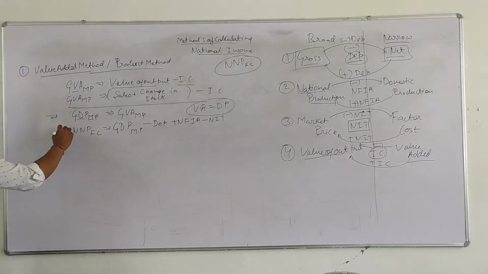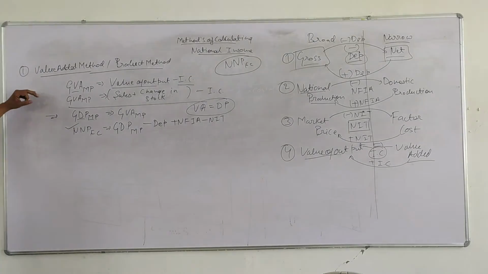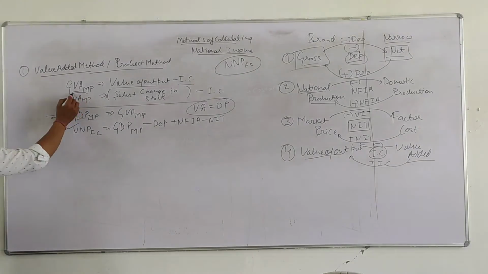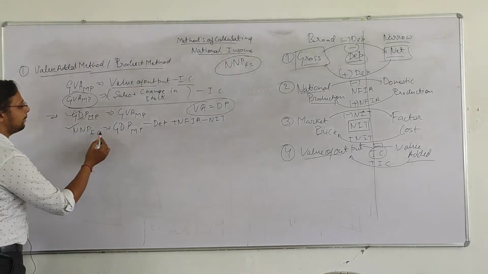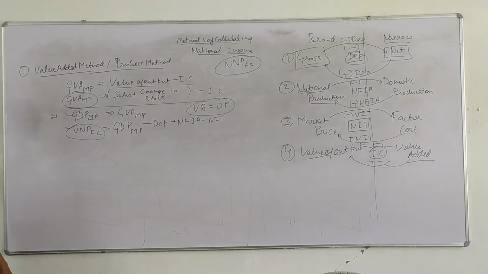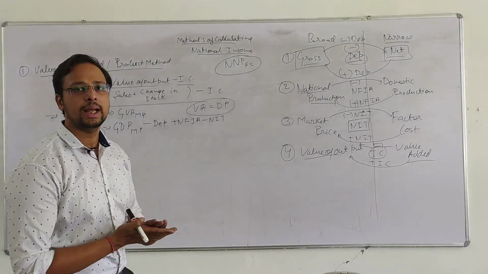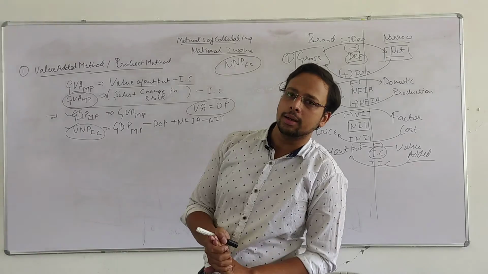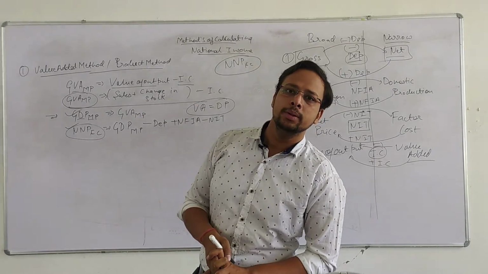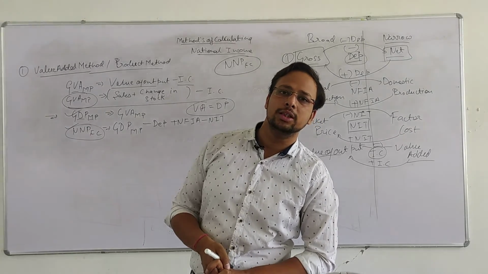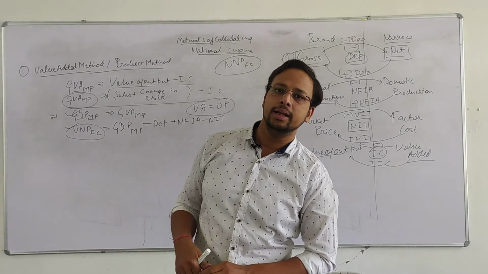Okay, so this is how we calculate national income. Our product method or value added method will just give you GVA at MP, or you can say GDP at MP. Now you will have to convert GDP at MP to NNP at FC, and this is how you do it. Okay, so I hope you have understood how we calculate national income from the product method. In the next video we will talk about the income method and expenditure method also, and how we calculate income from them.